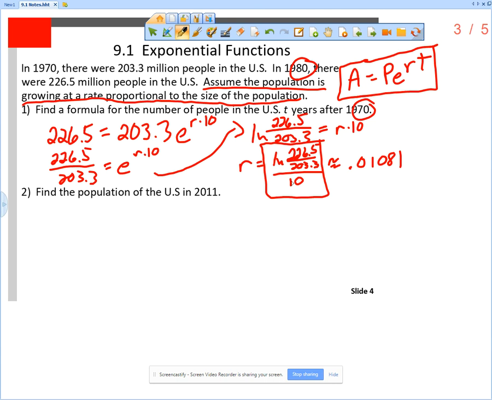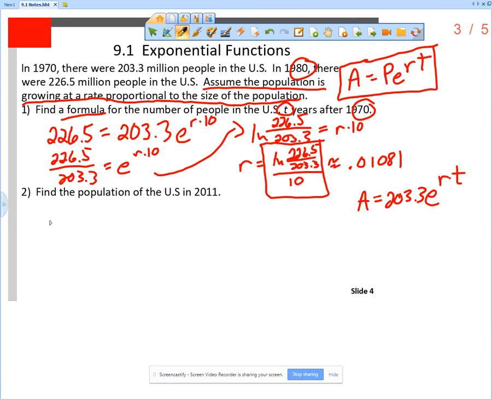All right, and so what am I going to say? Well, r is this, but my formula says a formula for the number of people in the U.S. t years after 1970 is going to be A equals P, 203.3, times e to the r, which I just solved, times t. And that is t years after 1970. So find the population in the U.S. in 2011. So 2011 is how many years since 1970? All right, so 41 years have elapsed.